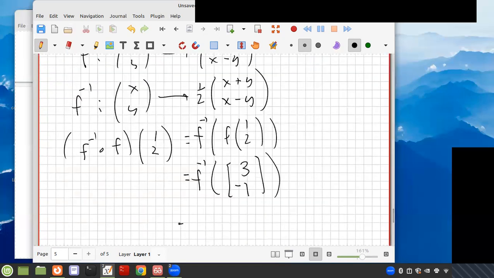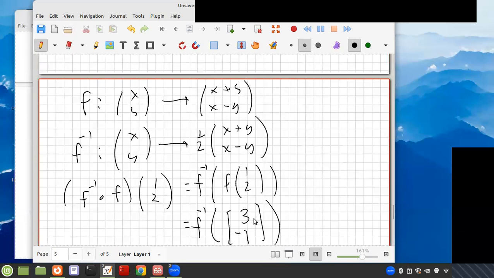And then if I act with F inverse, well, x is now 3 and y is minus 1. So that should be x plus y is 2 divided by 2 is 1 on the top. And then on the bottom, it should be x minus y, which should be 3 minus a minus 1, which is 4. 4 divided by 2 is 2. So somehow it did work. You get out the same vector.